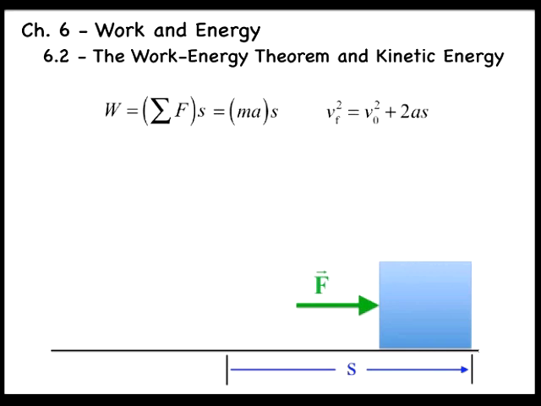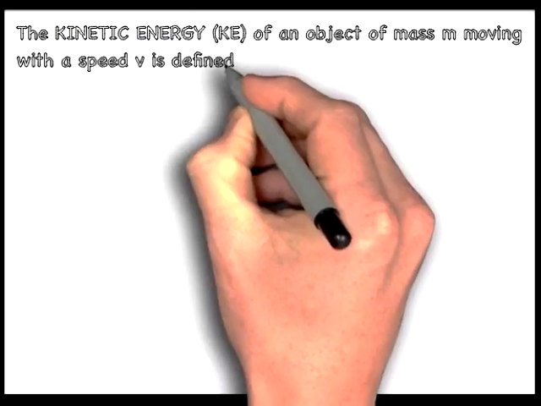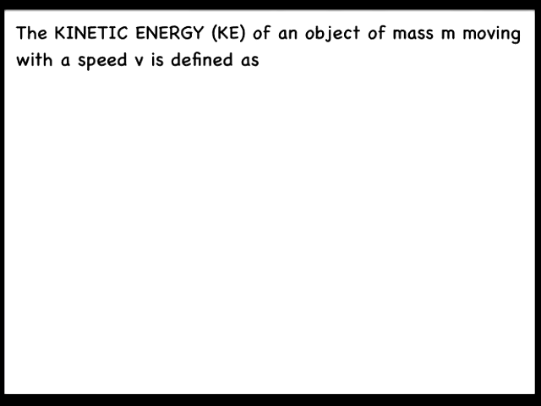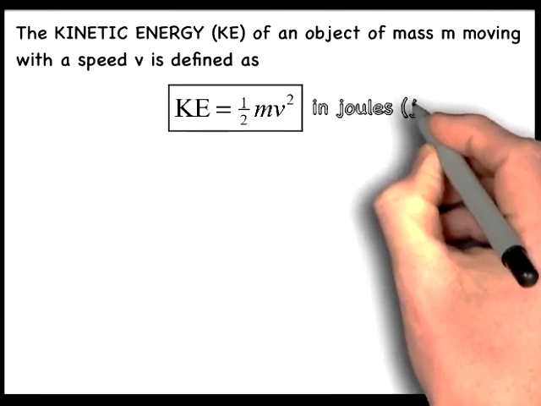This means that we can substitute for as in our expression for the work, since as equals 1/2 v final squared minus 1/2 v0 squared, and the work can be written as W equals 1/2 mv final squared minus 1/2 mv0 squared. The kinetic energy of an object of mass m moving with a speed v is defined as KE equals 1/2 mv squared. It has the same unit as the work, namely the joule.